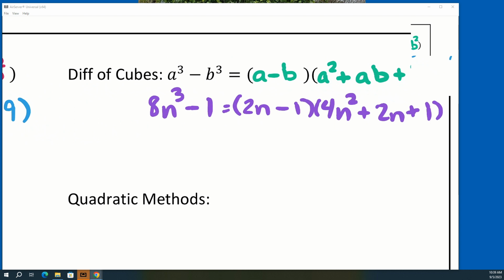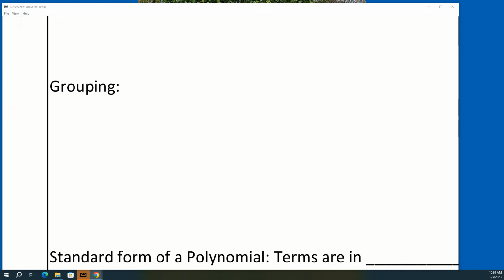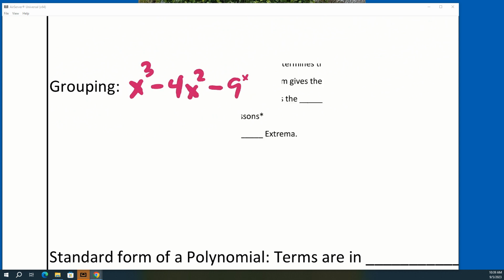All right, so hopefully you guys remember that, or it's coming back to you pretty fast. All right, we're also going to need to be able to factor by grouping. And most people remember grouping really well, actually. So our example over here by grouping is going to be x cubed minus 4x squared minus 9x plus 36. All right, so when you're factoring by grouping, there needs to be 4 terms. So hopefully that'll trigger something in your brain that you need to factor by grouping.